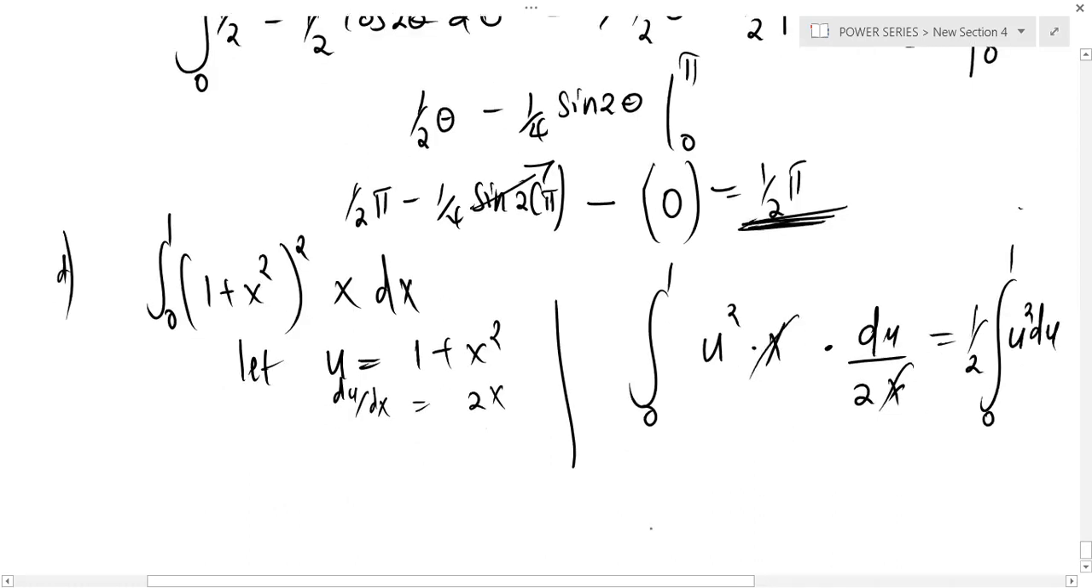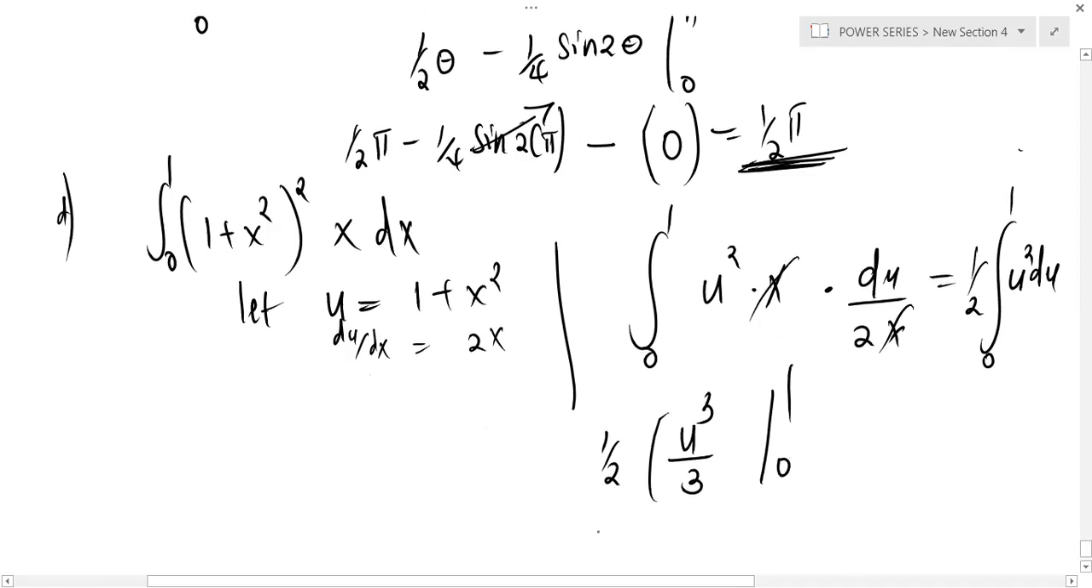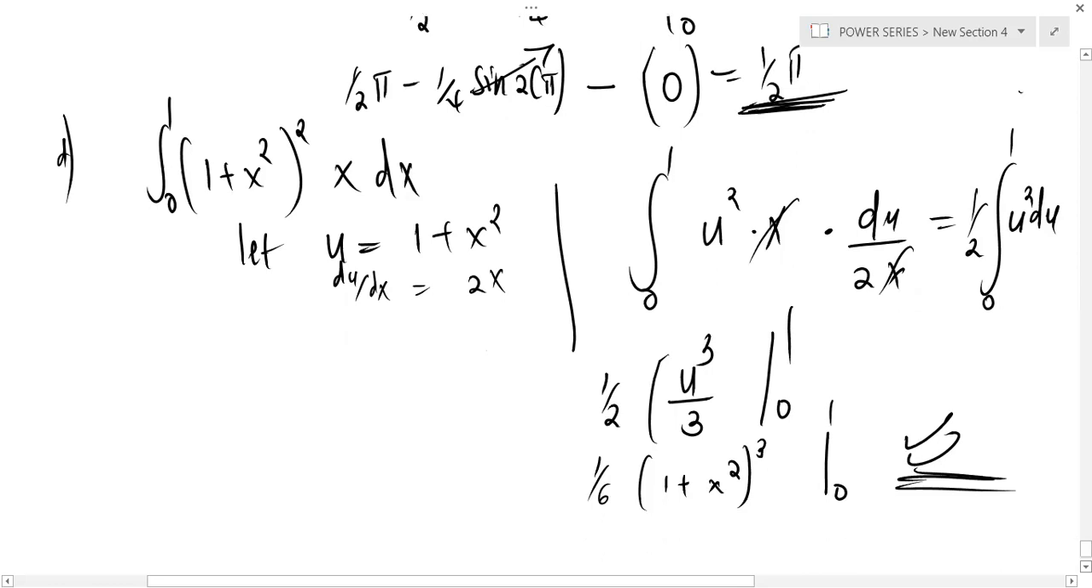And this is a half u squared. If you integrate, you get u cubed over 3. The integral is from 0 to 1, but recall u is 1 plus x squared. So this is 1 over 6 times (1 plus x squared) all raised to power 3, from 0 to 1. Then you replace and get your answer, guys. For those people who went ahead and opened this bracket and multiplied by x, that is also okay. You should have been getting the same answer, all of you.